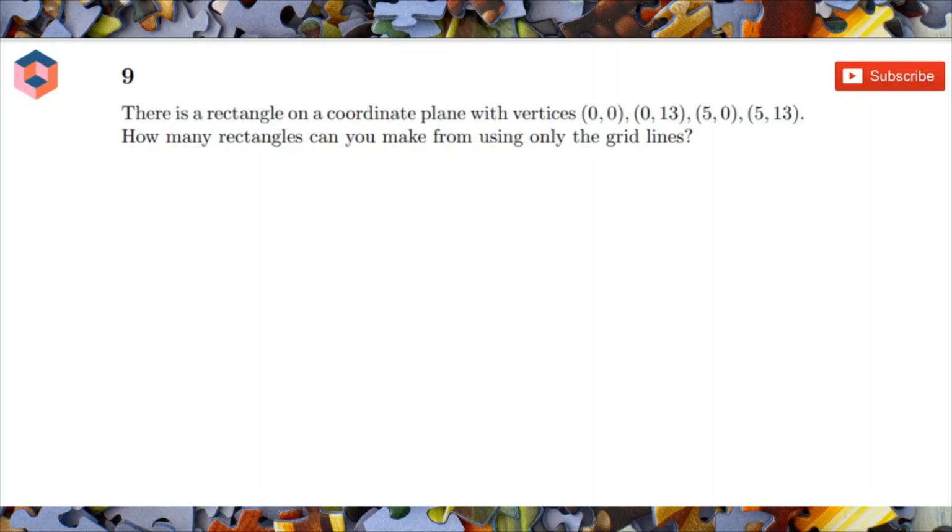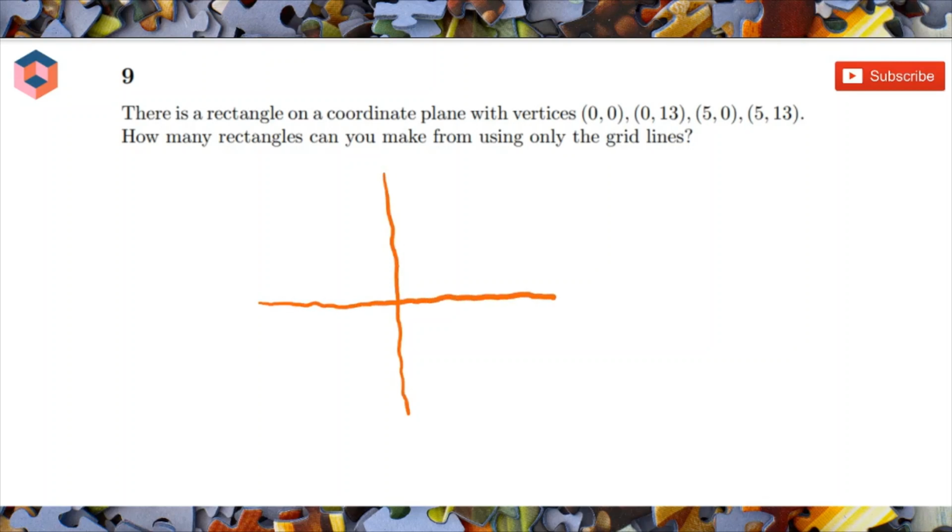Problem number 9. There's a rectangle on a coordinate plane with vertices 0, 0, which is the origin, 0, 13, 5, 0, and 5, 13. How many rectangles can you make using only these grid lines? So no diagonals, nothing weird, just a simple coordinate plane. So let me draw our basic coordinate plane, just a rough sketch.